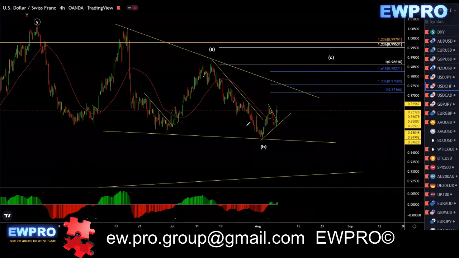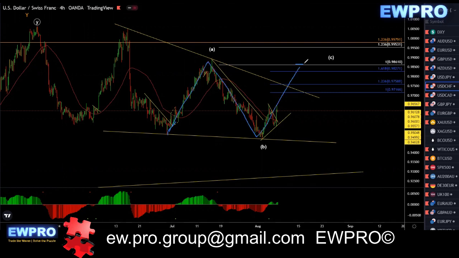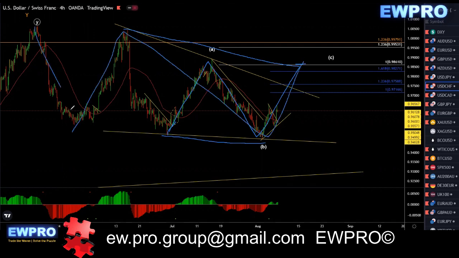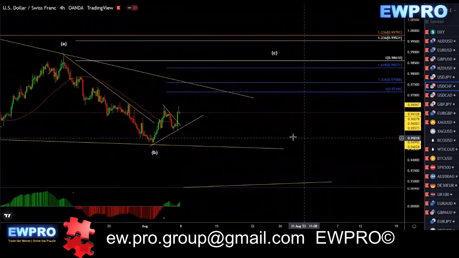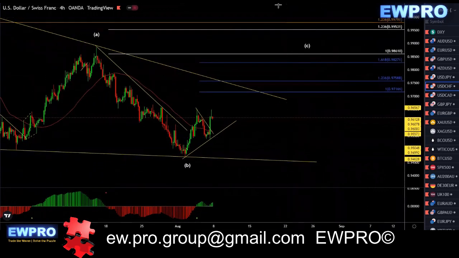Looking at it, there's so many different ways we can look at this. At this stage, I'm just looking at an A, B, C, up to this 100 fib here. And then we can start to look if we can put a few of these together for an A, B, C, A, B, C. Again, we're in early days, but this may just be an A, B, C in here.